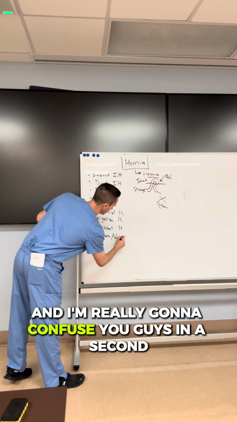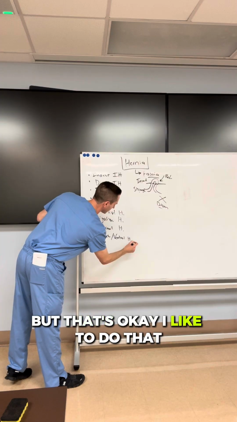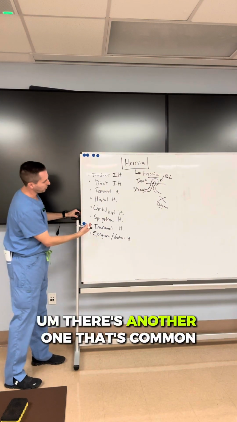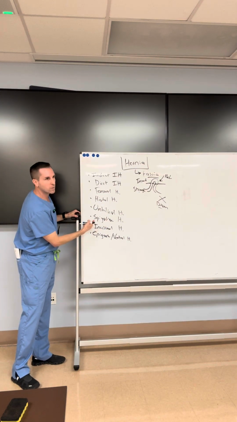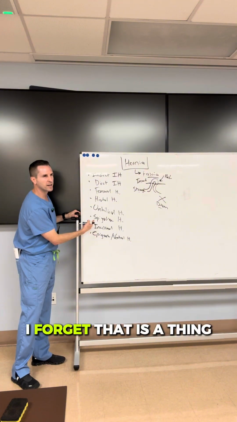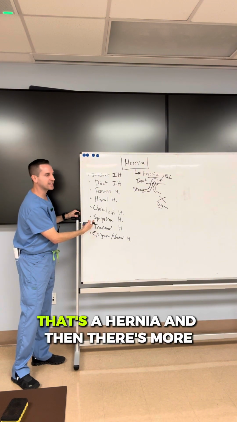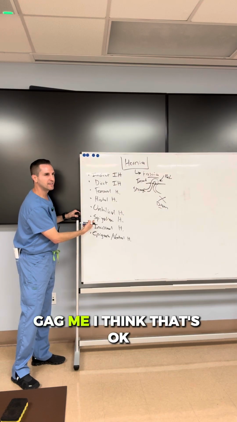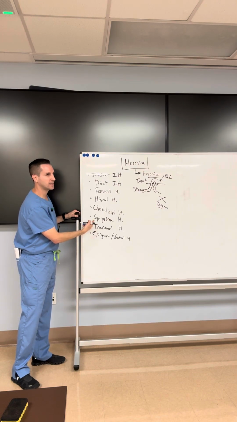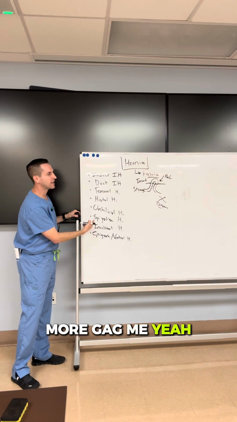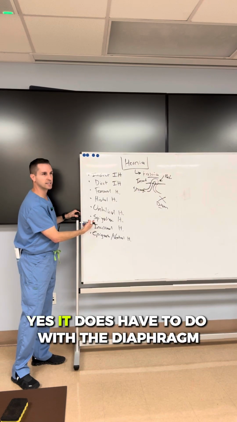And I'm really going to confuse you guys in a second, but that's okay. I like to do that. There's another one that's common. Bactolec or something? I forget. Genital one. Yeah, that's a hernia. And then there's Morgagni. I think it has to do with the diaphragm. Yes, it does have to do with the diaphragm.